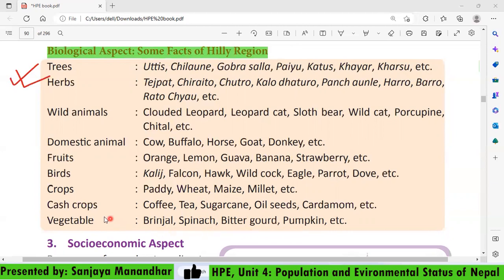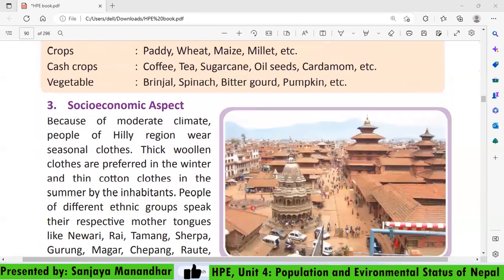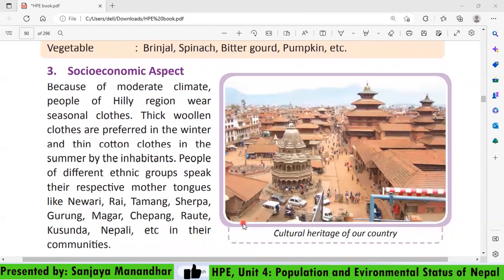Okay, so cash crops, all of you know, right? So these are the main things you have to remember by noting them down. Okay, I'm not explaining more because these things are to remember rather than to understand. Okay, let's go to the socio-economic aspect. It is not so difficult.